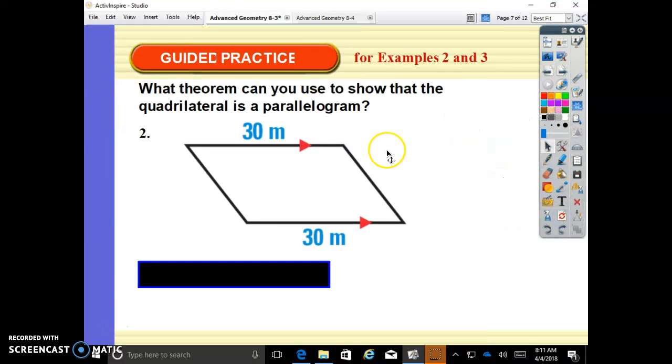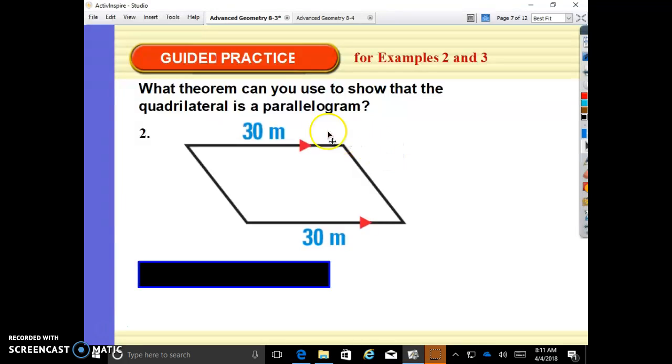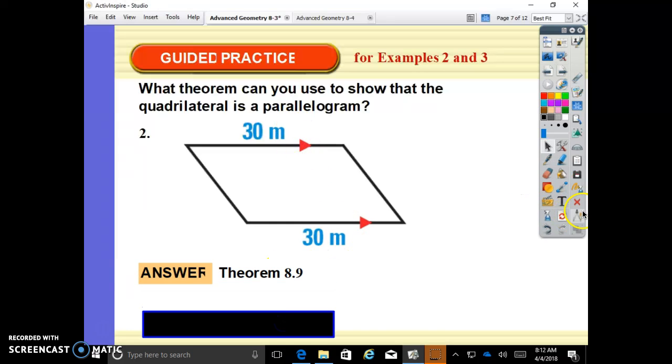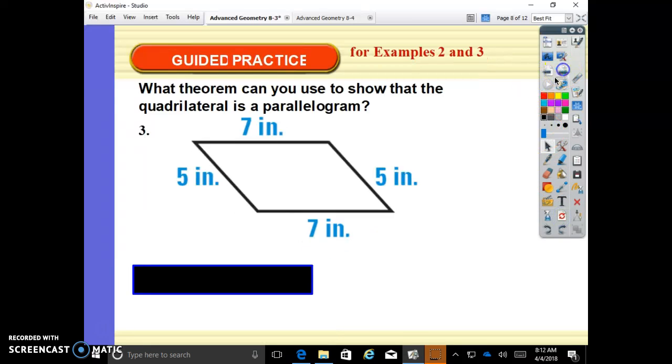What theorem can you use to show that the quadrilateral is a parallelogram? So they are congruent and parallel. We just did this one, right? One pair of congruent and parallel opposite sides, right? Which theorem was that? You just said it. 8.9, good job. So you have to have these memorized.